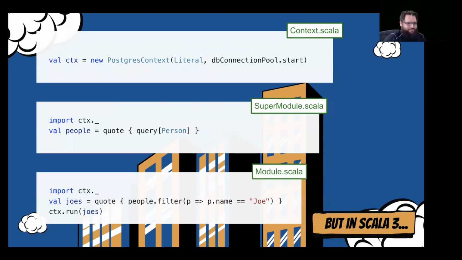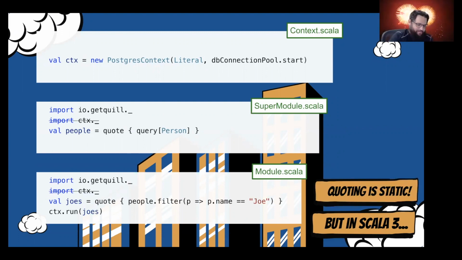So, okay, let's talk about Scala 3 for a second. Well, in Scala 3, what I decided to do was make quotation global. But what does that mean? Well, that means that quotation no longer comes from the context variable. Quotation lives inside of io.getquill now. So that has a couple of interesting implications. The first being that you actually don't need a context to make quoted things.